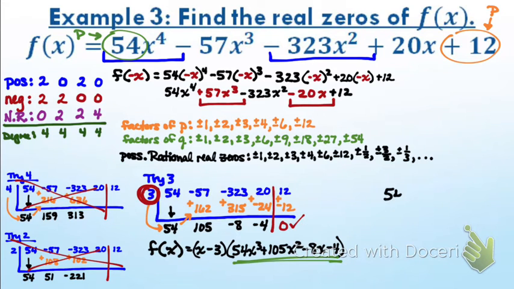So I would have 54x cubed, give myself some more room, plus 105x squared minus 8x minus 4. If I make my groups here, I see I can take an x squared out. What else will go into both of those?